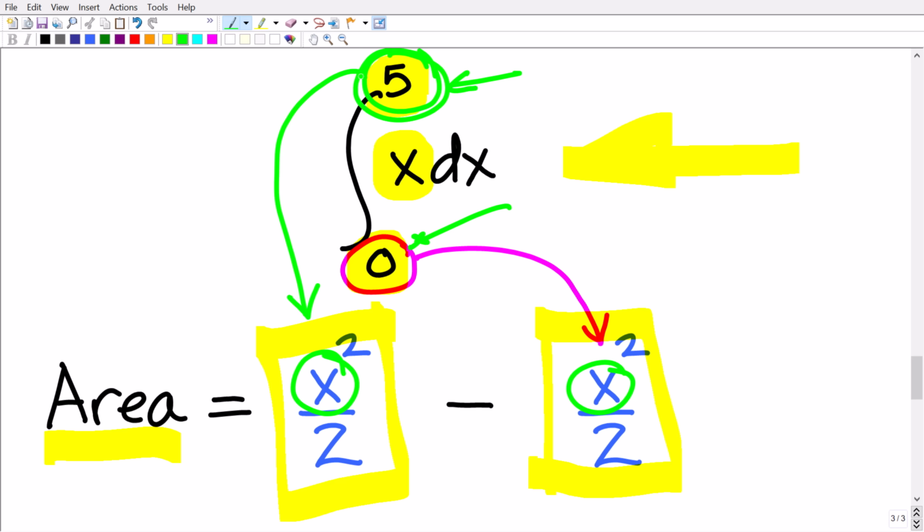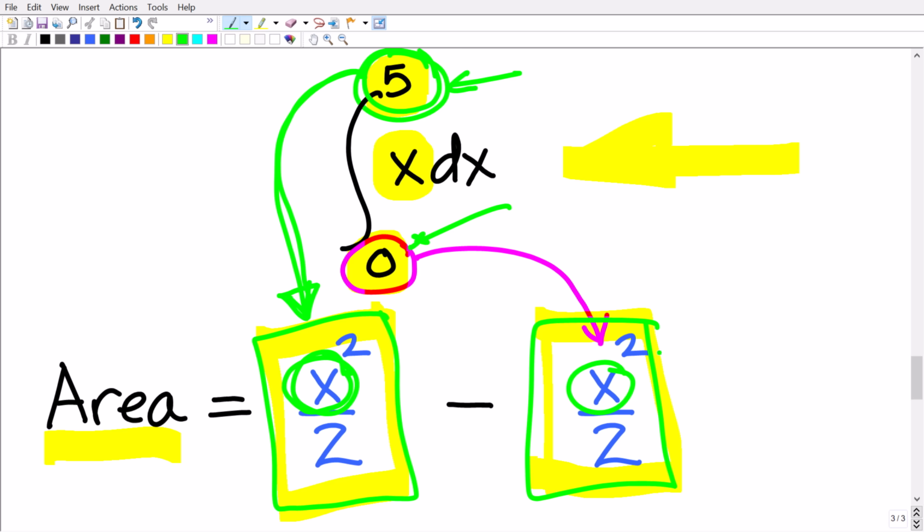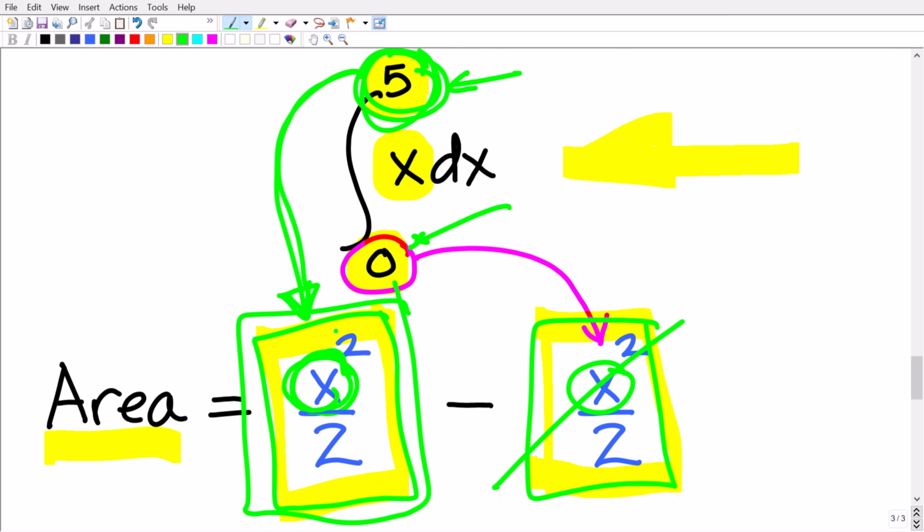The top number, and this is what we call a bound, is going to go in this first expression. So in other words, we're going to replace this x with 5, and then over here, this x squared over 2, we're going to replace with 0. But you can see here, 0 squared over 2 is going to be 0, so we can kind of get rid of that. And if we calculate this right here, this is going to be 5 squared over 2. Again, we're going to take this 5, replace this x with that 5 and do this calculation. We will have the area of this triangle.